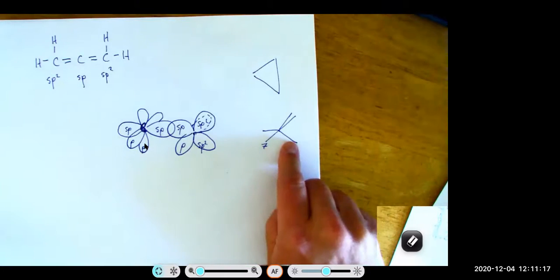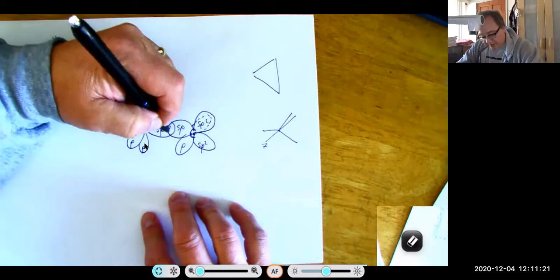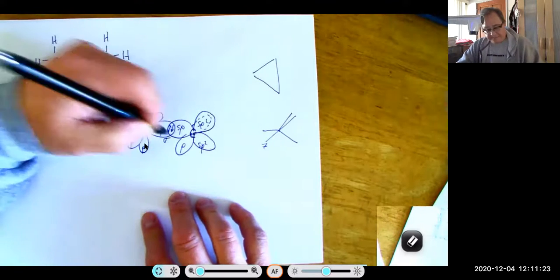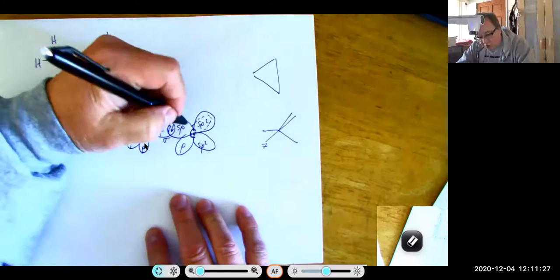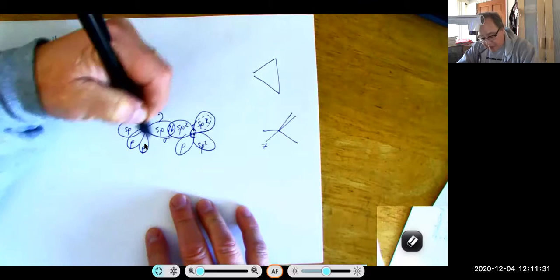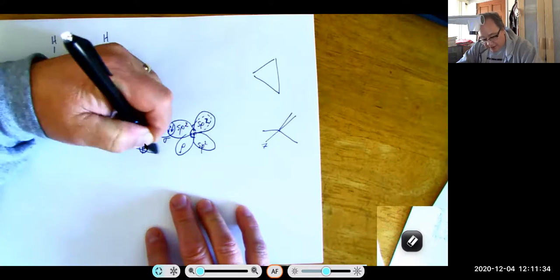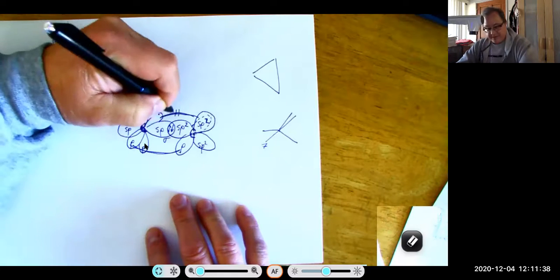Yeah, got it. Okay, so this is a carbon. This is a sigma bond right here. The sp and the sp2 overlapping. Now here, this P and this P, they overlap. This P right here and this P right here overlap, and that's a pi bond.